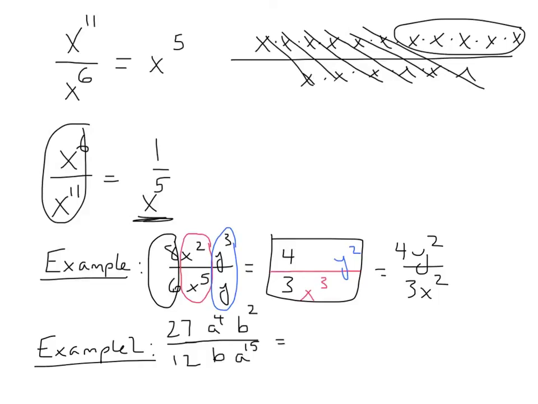So here I have 27a to the 4th b squared, that quantity divided by 12b a to the 15th. I'm not going to work this one out, but you can pause it here and work it out yourself. And my solution is going to be 9b divided by 4a to the 11th.